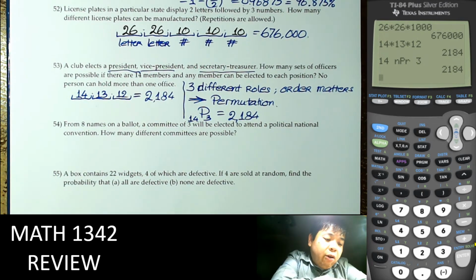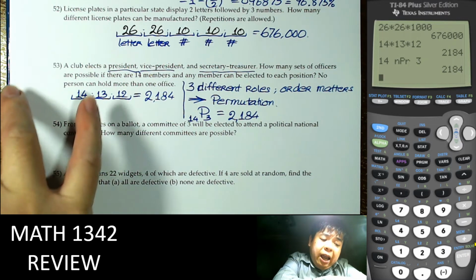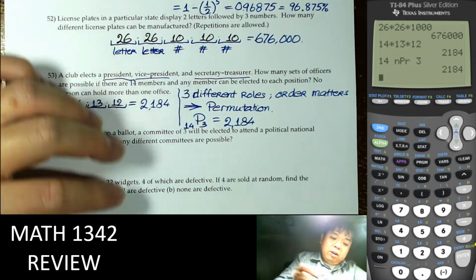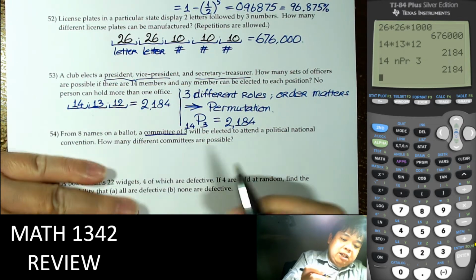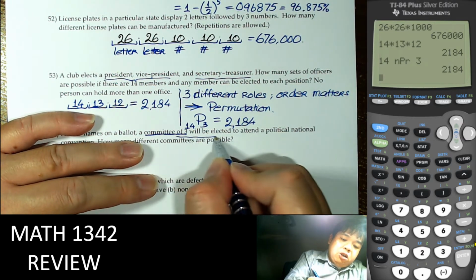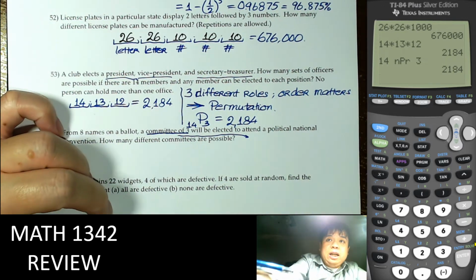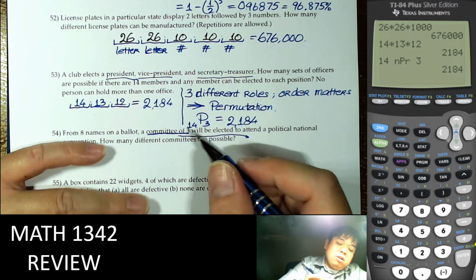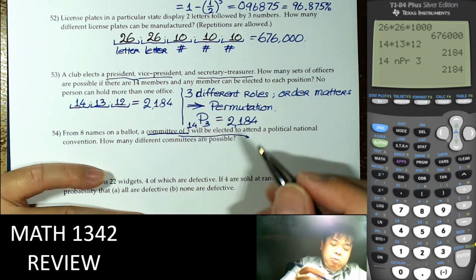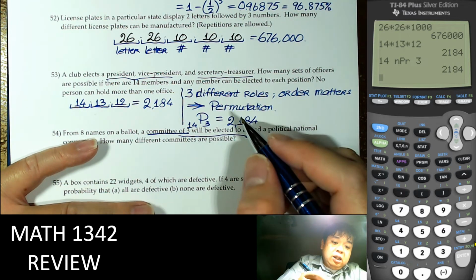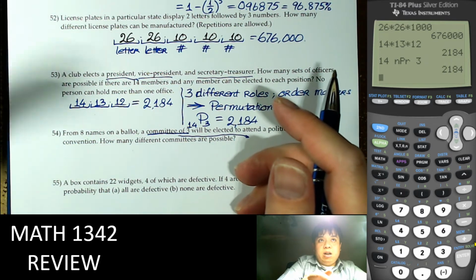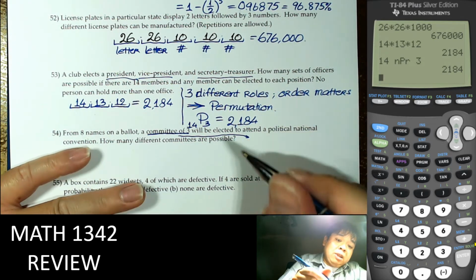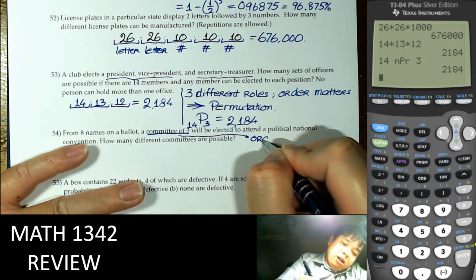Next, from 8 names on the ballot, a committee of 3 will be elected to attend a political national convention. Right, the difference between this one and the previous one is this is a committee of 3 out of 8. The order of these 3 does not matter, because it does not say the roles in the committee will be different. If they have different roles in the committee, then that will be permutation. But since the people in the committee are interchangeable, it doesn't matter who we select first, second, or third. All 3 will go and do the same thing. So in that case, we say order does not matter.